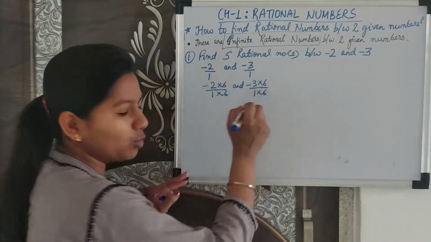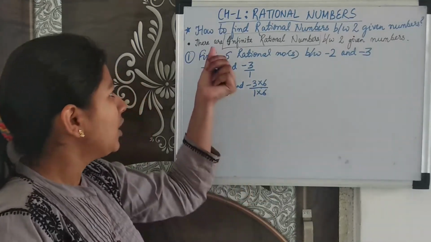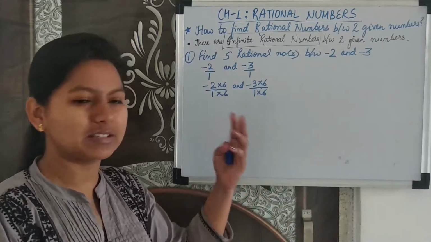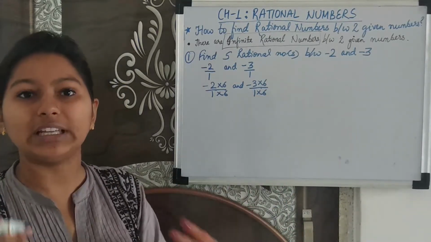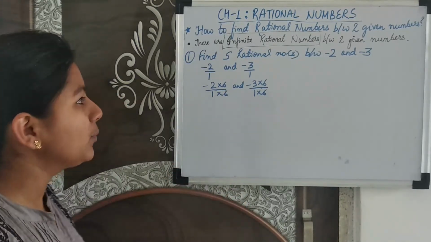Why have I taken only 6? It's not compulsory to take 6 only. You can take any number more than 5. Any number. You can take it as 6, 7, 8, 9, 10, 20, 100. Whatever you feel, so that it's very easy to calculate.